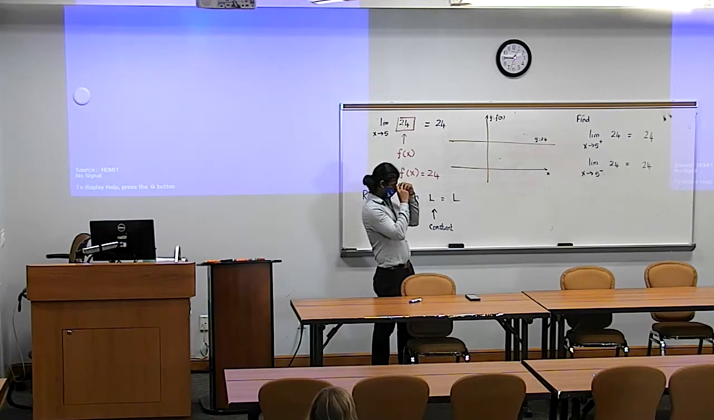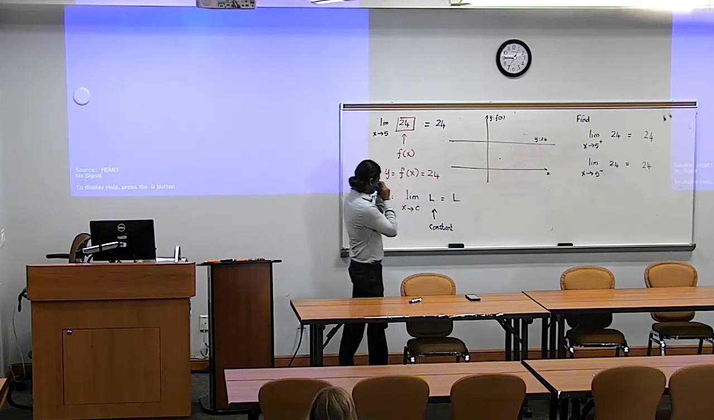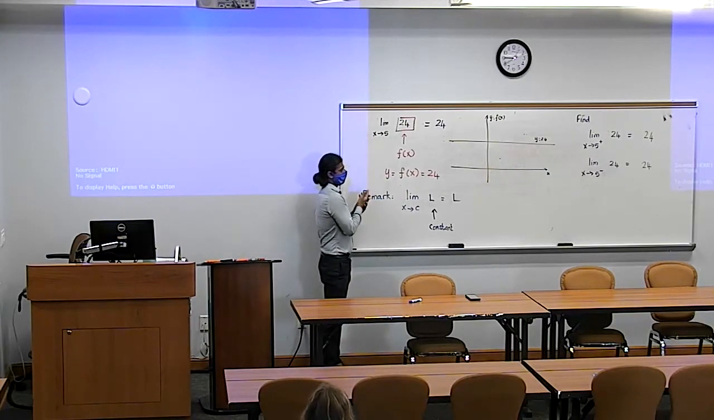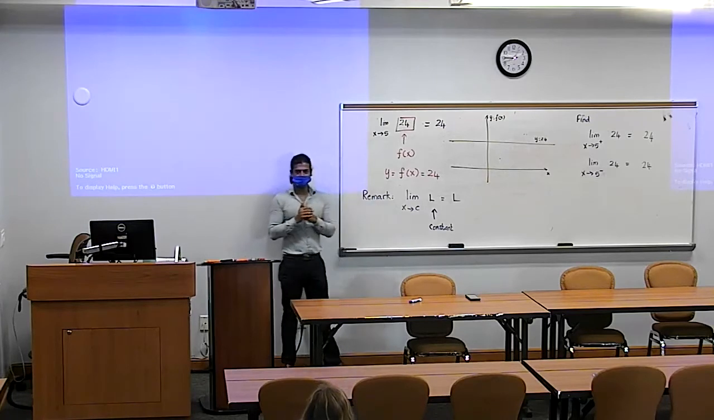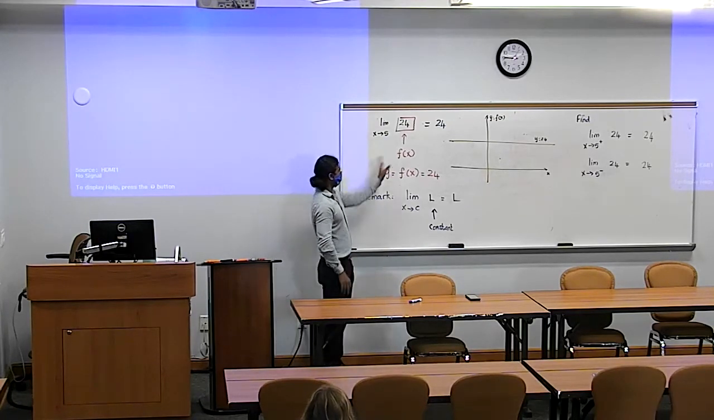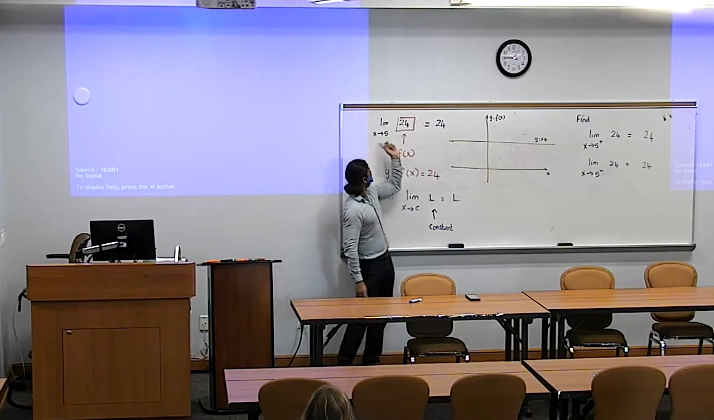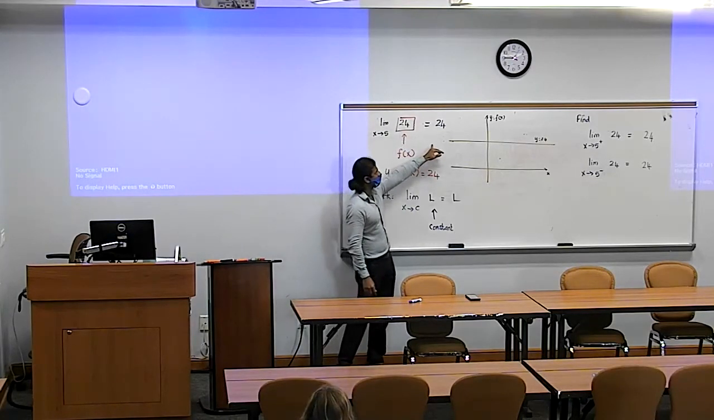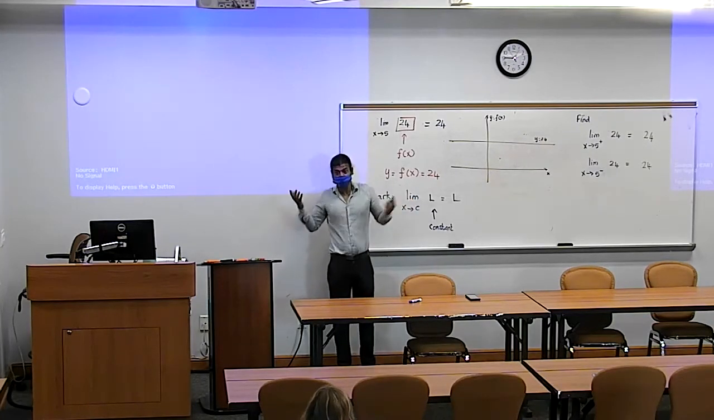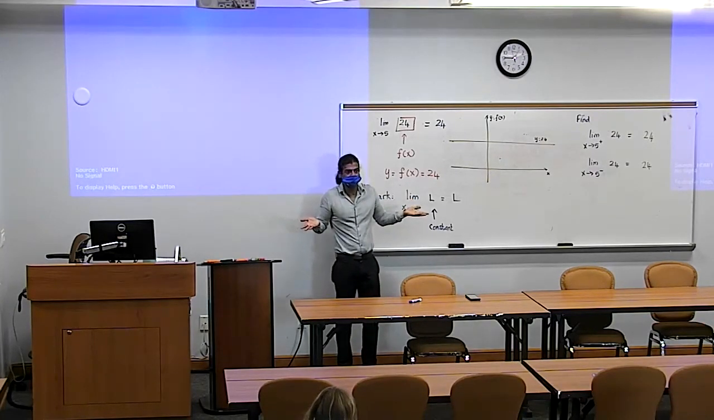Very good. What's your name? Henry. So Henry says, well, if a limit exists, then the right and left limit has to be the same, right? So if I concluded that the limit as x approaches 5 is 24, naturally, the right limit and left limit must be the same. Do you agree?